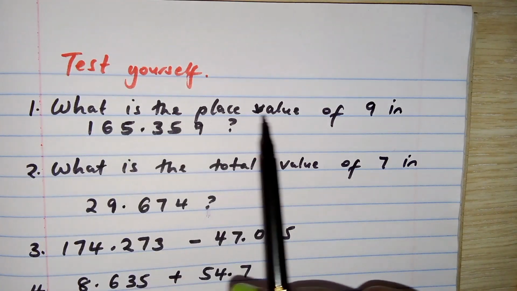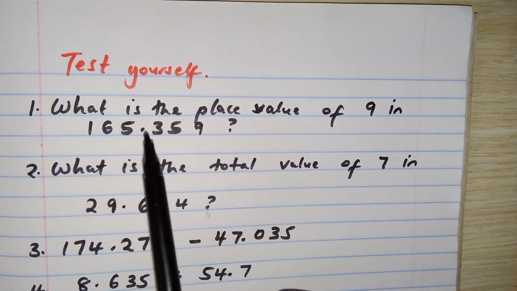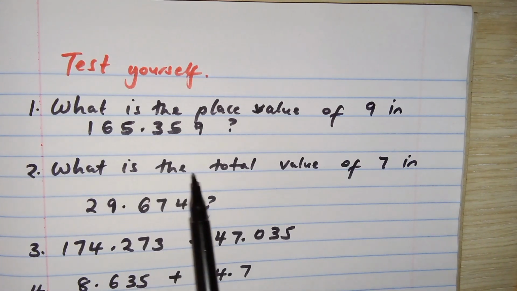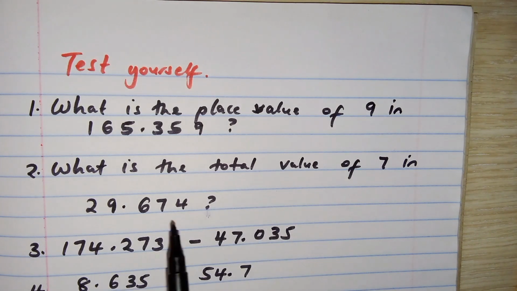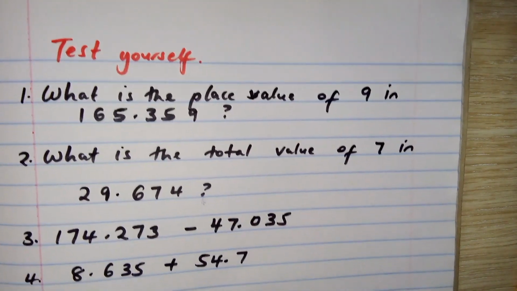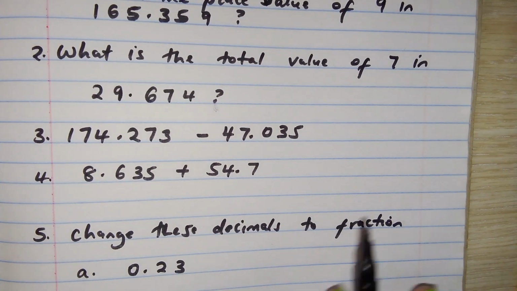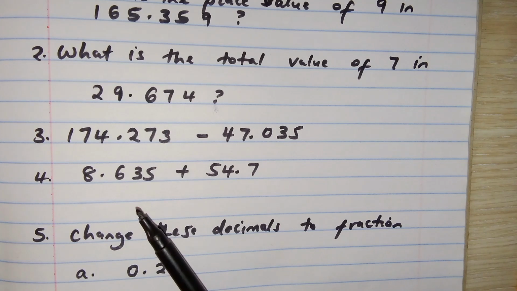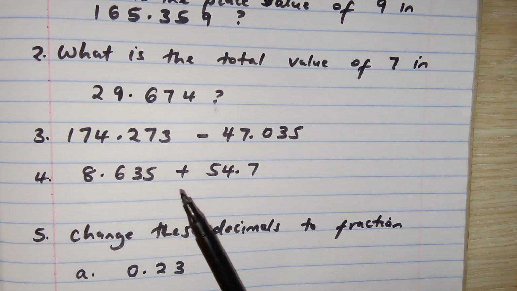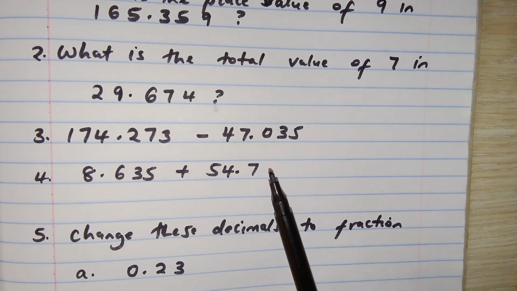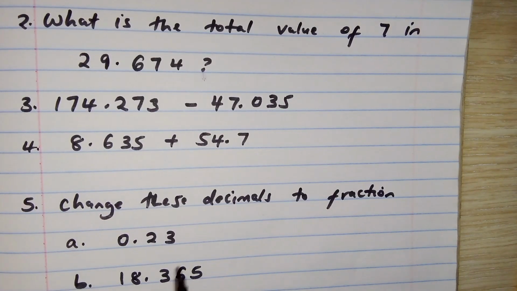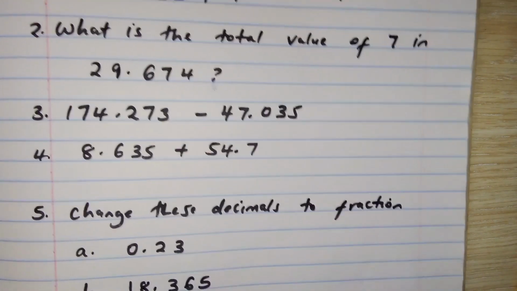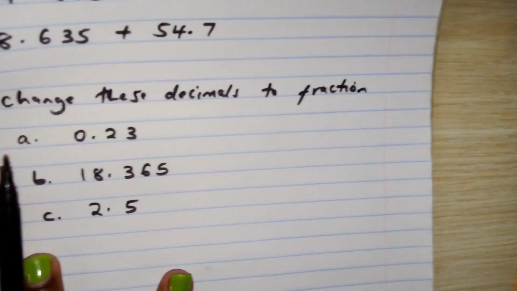Number 1, what is the place value of 9 in 165.359? Number 2, what is the total value of 7 in 29.674? Number 3, 174.273 minus 47.035. Number 4, 8.635 plus 54.7. Number 5, change these decimals to fractions. We have 0.23, 18.365, and last but not least, we have 2.5.